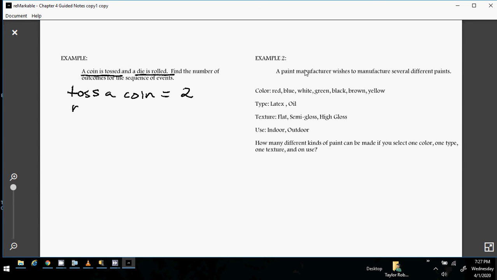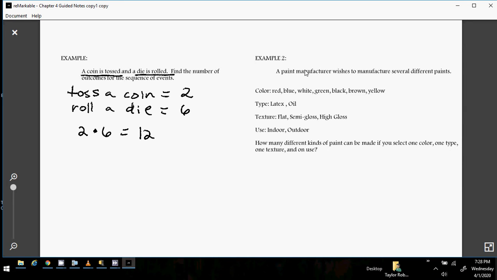To roll a die, how many possibilities do we have there? 1, 2, 3, 4, 5, 6. That would be 6 total possibilities. So when we're talking our total number of possibilities, this is the fundamental counting principle. We'll take 2 and multiply it by 6, and that will give me 12 total possibilities. Okay, so we just take each of their outcomes and multiply it.